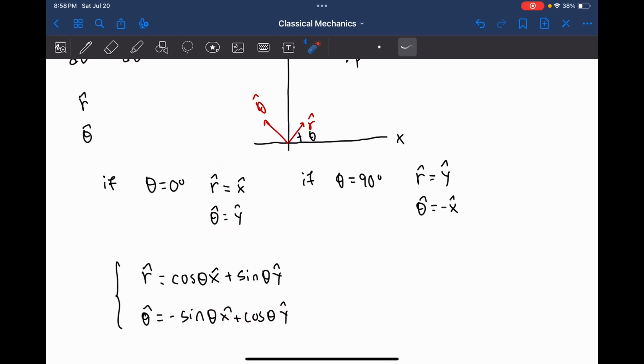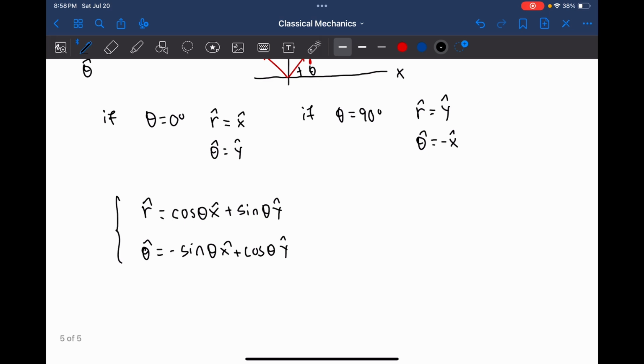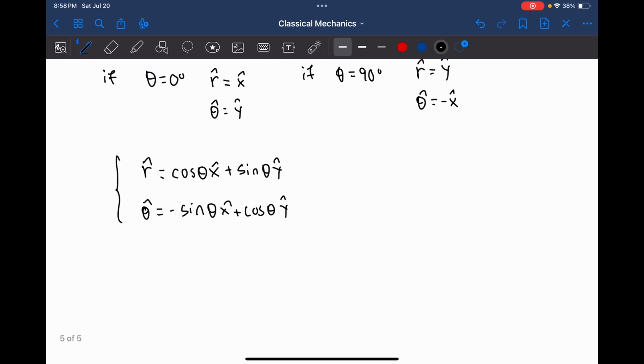And if theta were 90 degrees, then cosine of 90 is 0, and sine of 90 is 1, so r hat is equal to y hat. And we have that minus sine of 90 is minus 1, and cosine of 90 is 0, so this is minus x hat. That's exactly what we would expect, right? Cool. So we have our basis vectors written in terms of our x hat and y hat, right?